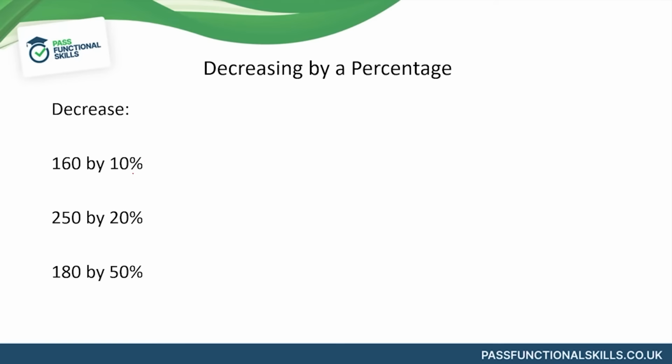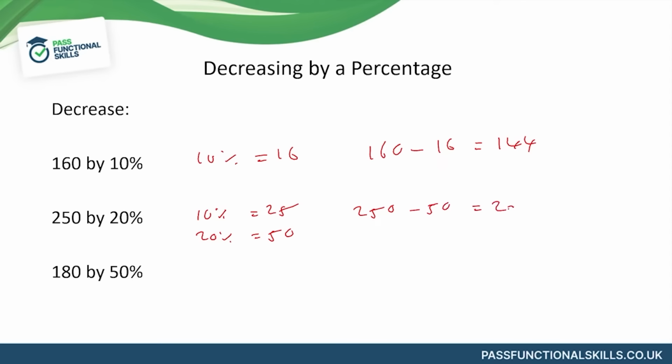Now we're looking at percentage decreases. This is exactly the same slide as two slides ago, except it says decrease instead of increase. I'm going to work out 10% of 160, and this time I'm going to subtract it. 10% is 16, so 160 take away 16 is 144. Second one, 10% is 25, so 20% is 50, so I'm decreasing 250 by 50, giving me 200. 50% of 180 is 90, so I'm subtracting 90 from 180, which is in fact 90.